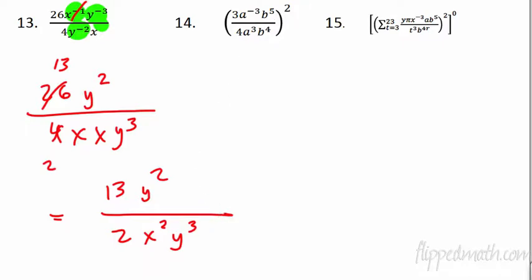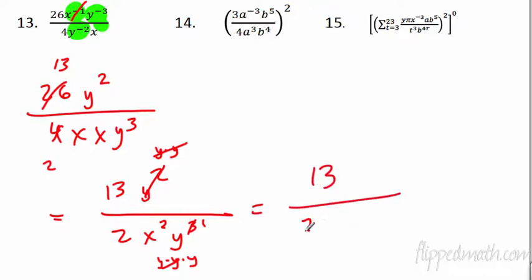Or the way I like to think about it: y squared means you have 2 y's, y times y. On the bottom, y cubed means we have y times y times y. There's 3 y's. 2 of these are going to cancel 2 of those, and it's just going to leave 1. Final answer: 13 on top, nothing else. On the bottom, 2x squared with 1y.